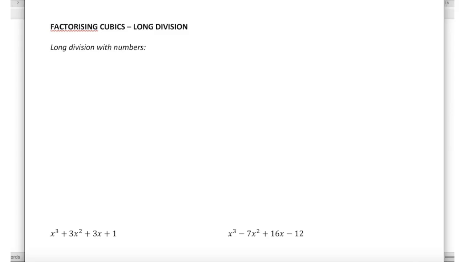So before we look at factorising a cubic using long division, let's just revise long division with numbers. Let's say I want to find out how many times 4 divides into 300. So we set up our division. We start by saying how many 4's go into 3. We know that's 0 times. So using that 0 we put at the top, 0 times 4 is 0.